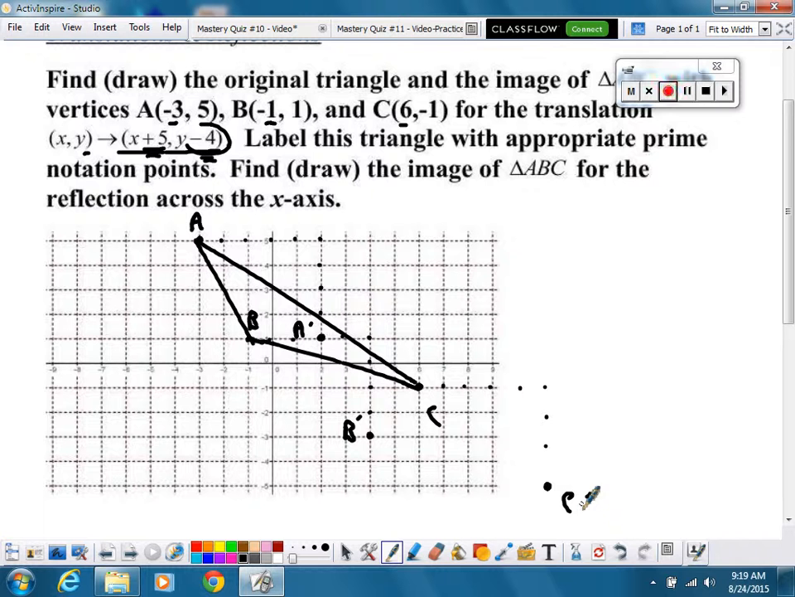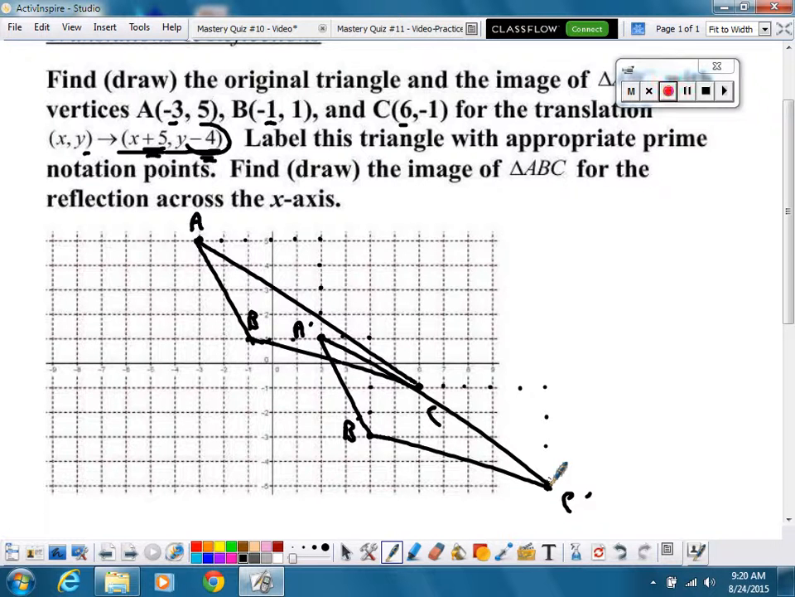As I connect those points, I end up with triangle A prime, B prime, C prime. And if I did this correctly, and it may not look like it at this point because it's a freehand drawing, those two triangles should be congruent. They're the same shape, same size. They've just been slid over 5 units to the right and 4 units down.